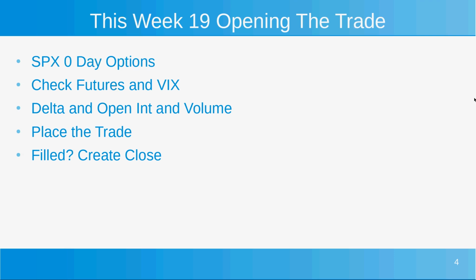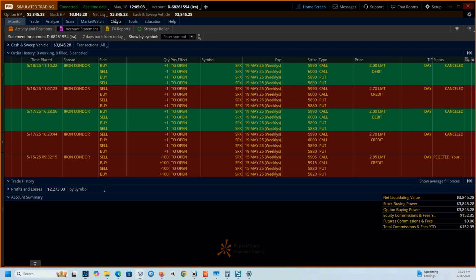Some of the things that I do, I check the future market, I check the VIX, then I look at my delta, I look at my open interest, I look at my volume, then I actually place the trade. And then I get filled. And if I get filled, I'll show you how I go about closing the trade. So let's jump right over to the platform and let's see what we're looking at here.